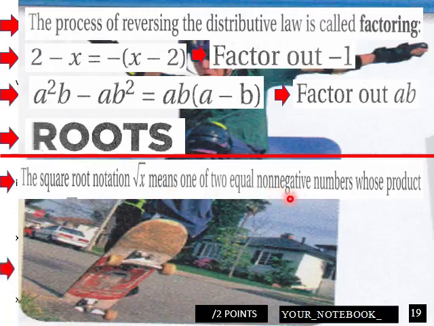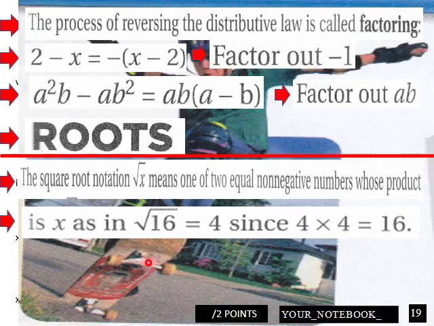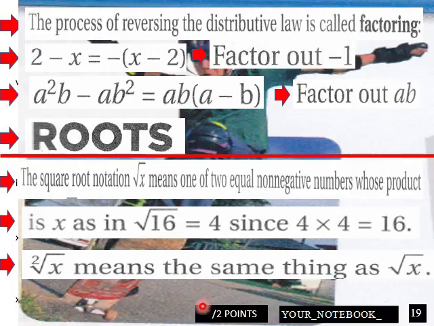And then roots, the square root notation. Square root of x means one of two equal non-negative numbers whose product is x, as in radical 16 equals 4, since 4 times 4 equals 16. The square root of x means the same thing as this here. It's implied with this symbol here. This is implied over here.